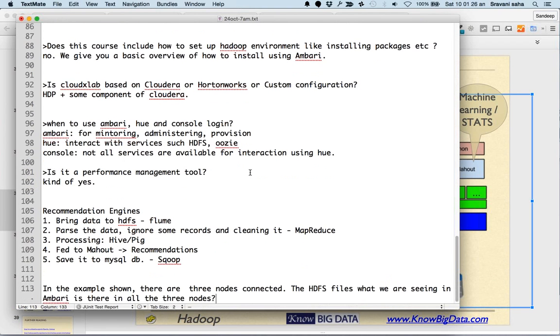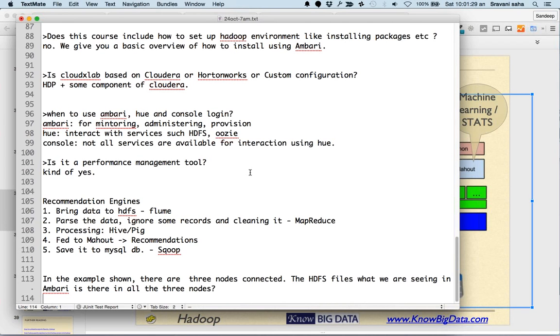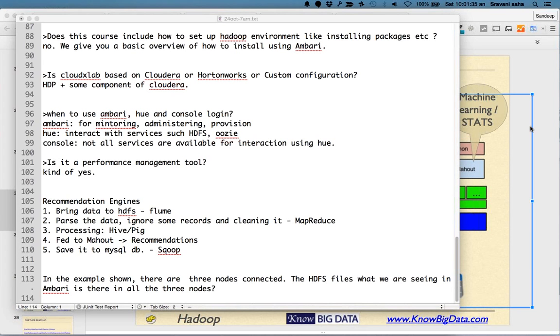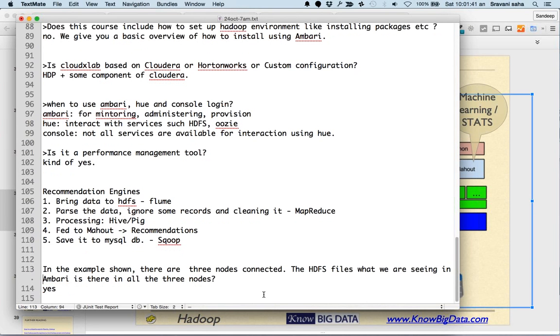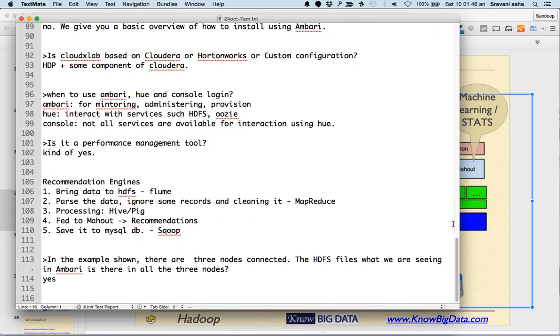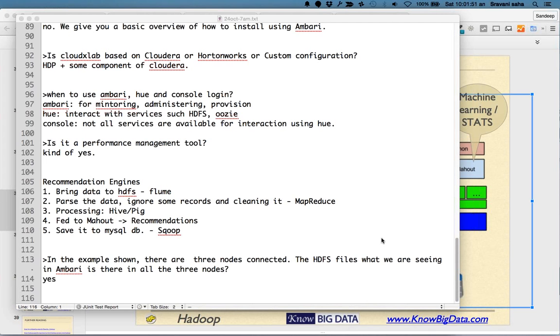Alright. Now, question from Anand is, in this example shown there are three nodes connected. HDFS files, what we are seeing in the Ambari is there in all three nodes. Yes. Alright. Some parts in one, some parts in another, and some parts in third one. Yes, Saroja, you will get the URL.